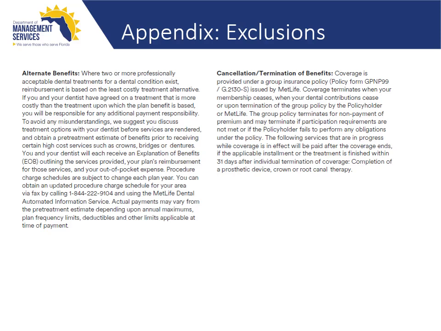You and your dentist will receive an explanation of benefits outlining the services provided, your plan's reimbursement for those services, and your out-of-pocket expense. Procedure charge schedules are subject to change each plan year. You can obtain an updated procedure charge schedule for your area by fax or by calling 1-844-222-9104 and using the MetLife Dental Automated Information Service.